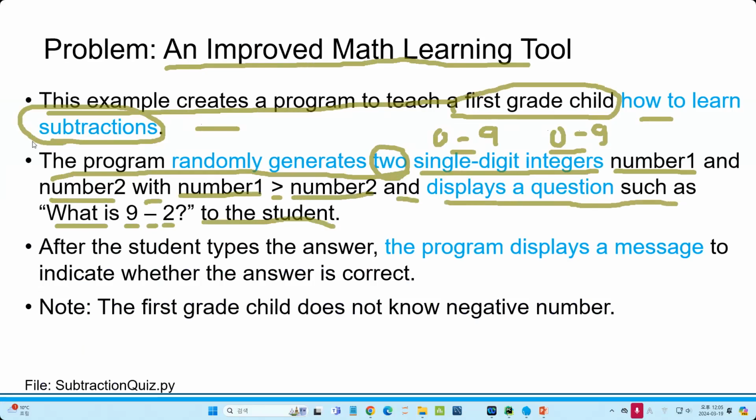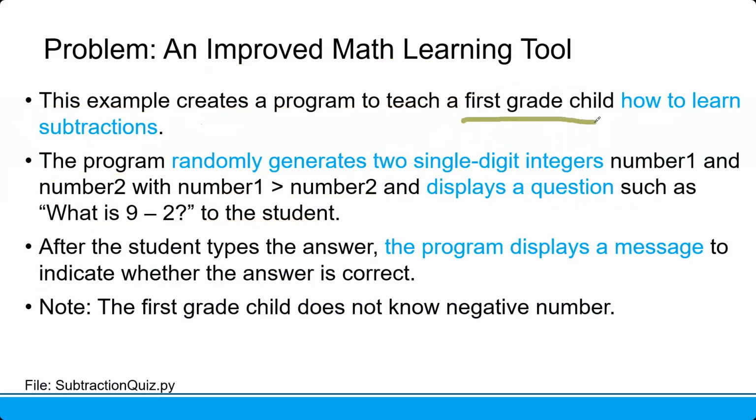Why we need to do this one? Because the first grade child, they still do not know what is 2 minus 9. It is difficult for them. So the first number or the number 1 should be greater than the number 2. So we need to make if. If the random number n1 is smaller than n2, then we need to change.